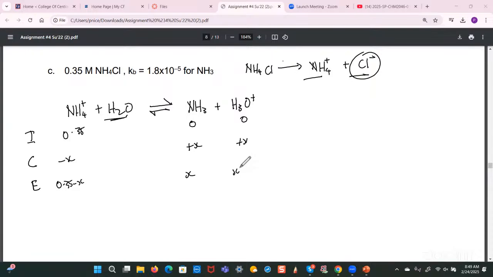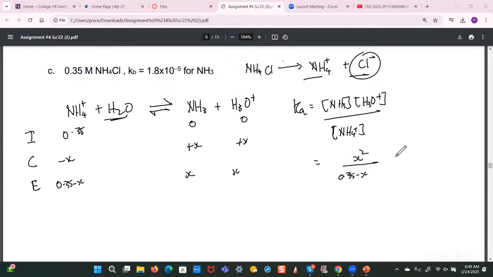So what we can do right now is write down the equation for the dissociation constant, which is Ka equal to the concentration of NH3 times the concentration of H3O plus, all divided by the concentration of NH4 plus. Then we put in the terms and we end up with X squared over 0.35 minus X, equal to Ka. Now, what's the next step?